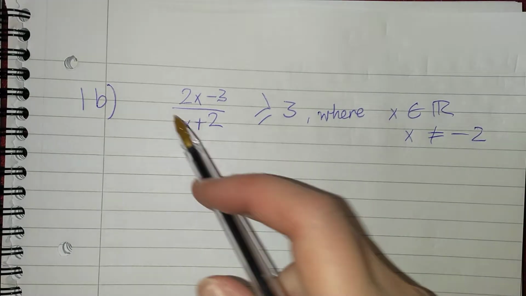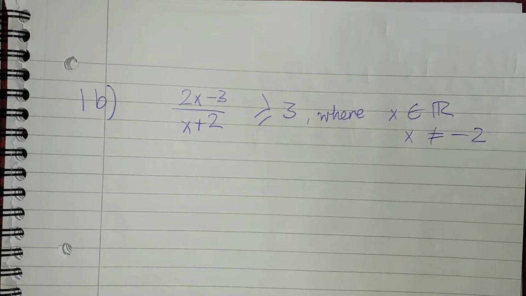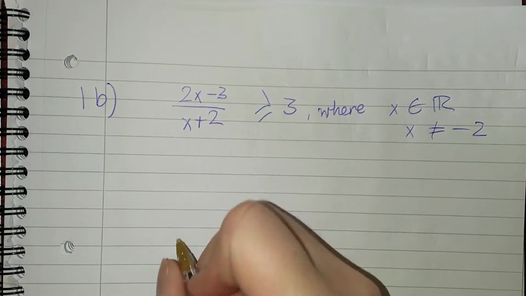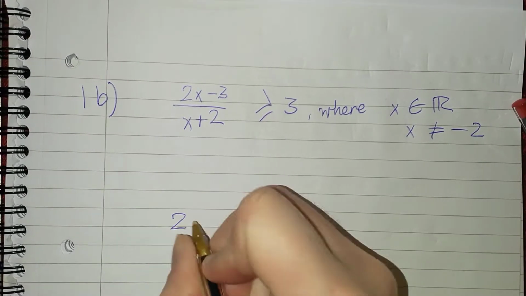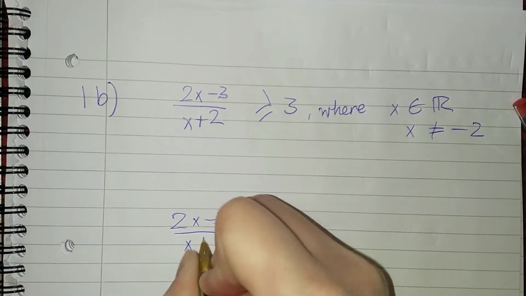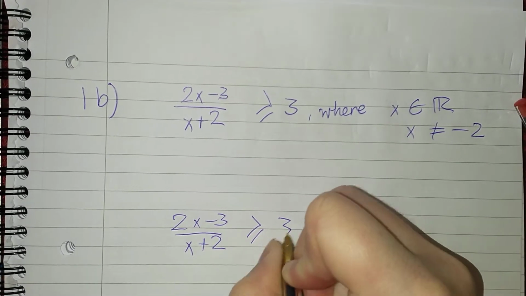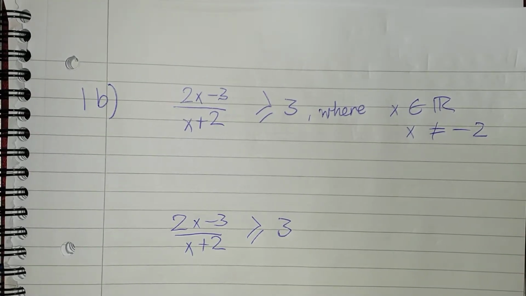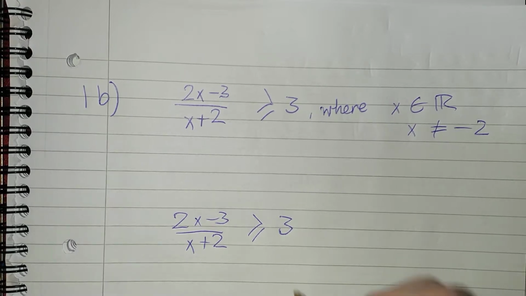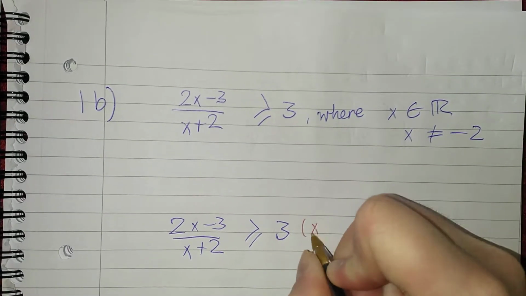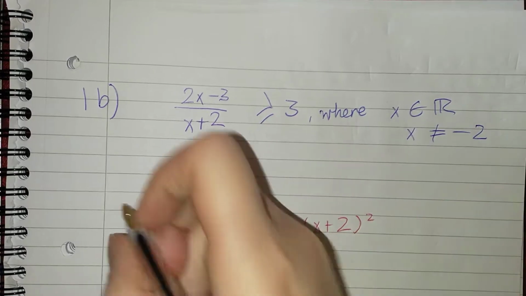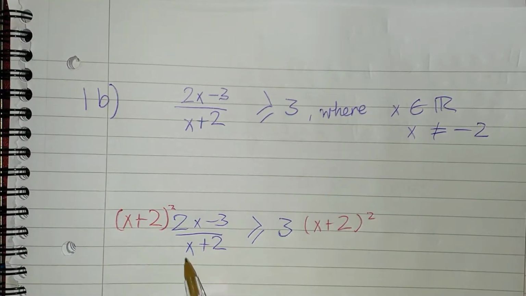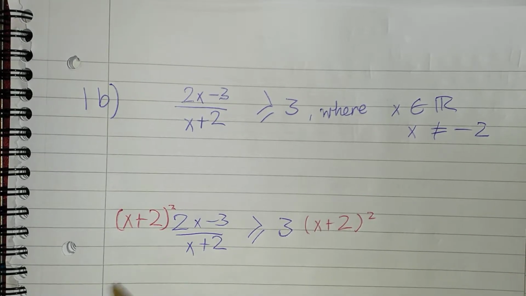And what we do is we multiply both sides by x plus 2 squared, because any square number is always going to be positive. So if I bring down 2x minus 3 over x plus 2 is greater than or equal to 3. It's kind of like an equals, except when I multiply or divide both sides by a minus, the inequality sign direction changes. So I'm going to multiply both sides by x plus 2 squared. So I'm multiplying by the square of the fraction on the bottom.